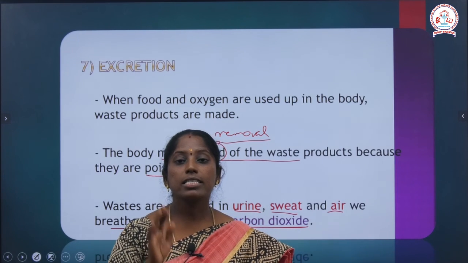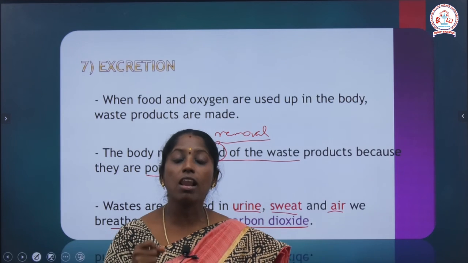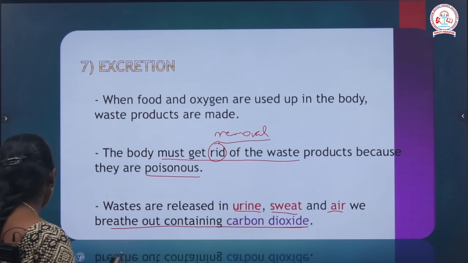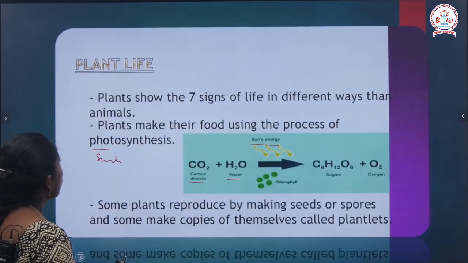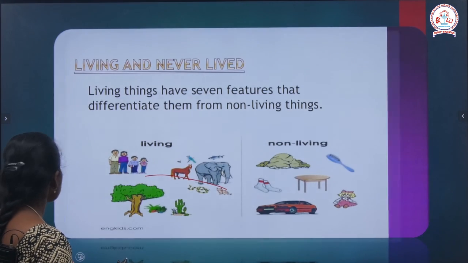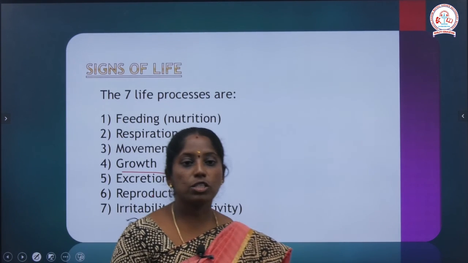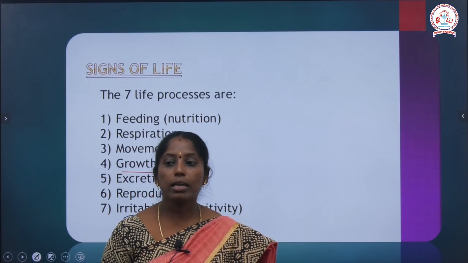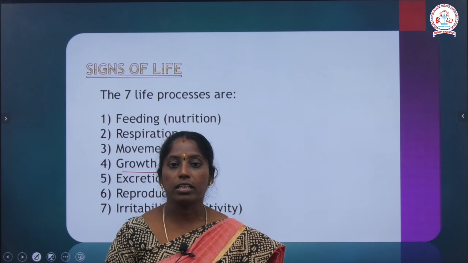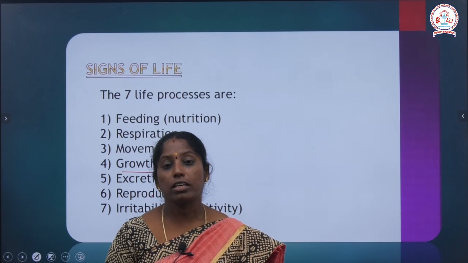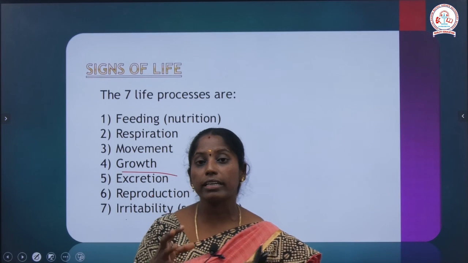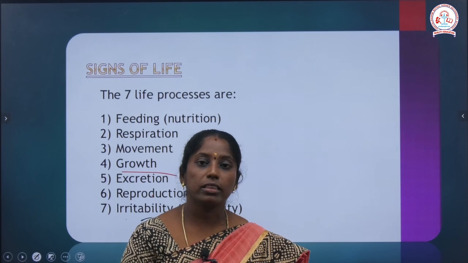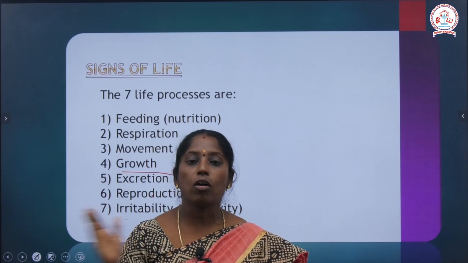So these are the 7 signs of life. That means 7 special characteristics of living things. Okay, children, what is the first one? Can you able to see that now? Okay, these are the 7 signs: feeding, respiration, movement, growth, excretion, reproduction, and irritability, or otherwise you can call it sensitivity. These are the 7 important characters of living things. These characters are not suitable for non-living things. That is the difference between living and non-living things.